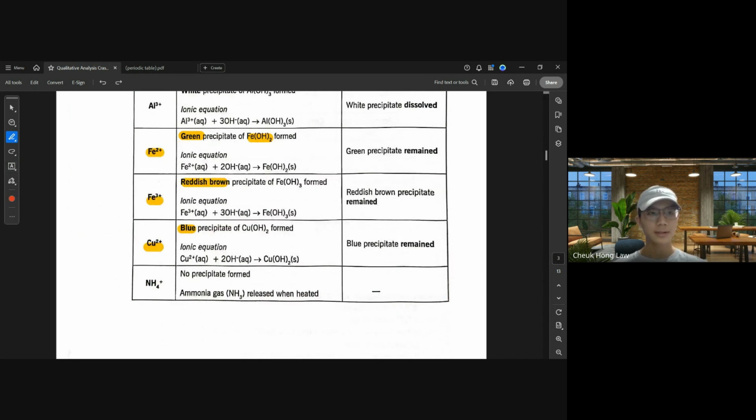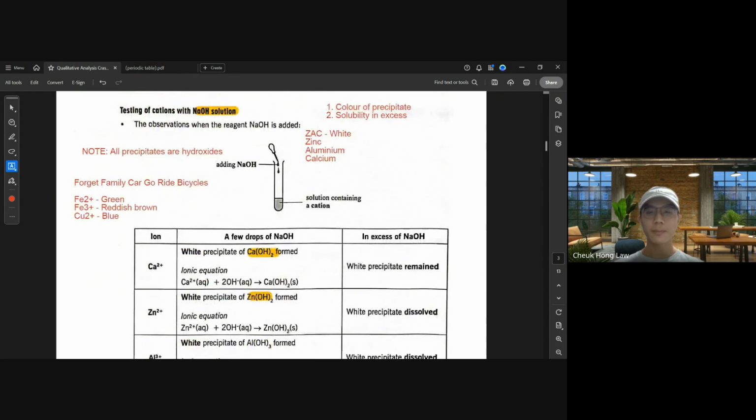Because this, we actually learned before, right? NaOH is your alkali. Then ammonium compound. Your alkali plus ammonium compound is actually a reaction we have learned in the topic acids and bases. So your base or alkali reacts with your ammonium salt to form salt, water and ammonia. So there is no precipitate form, but there will be ammonia form. That's all you need to know. So you just remember these two and you'll know the colors of the precipitate.